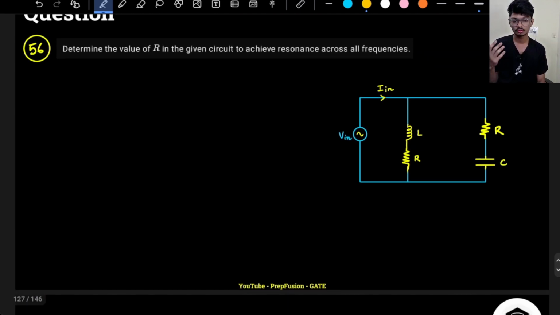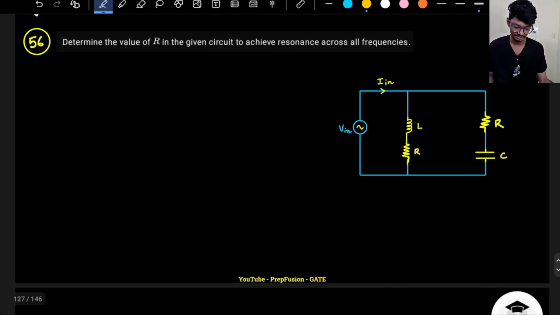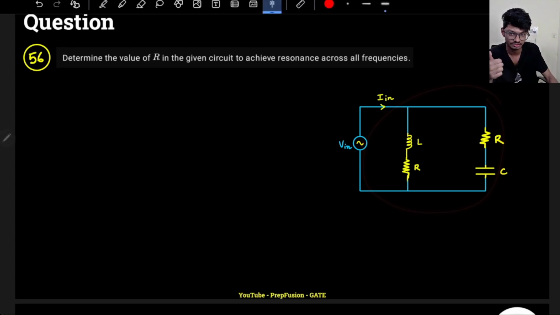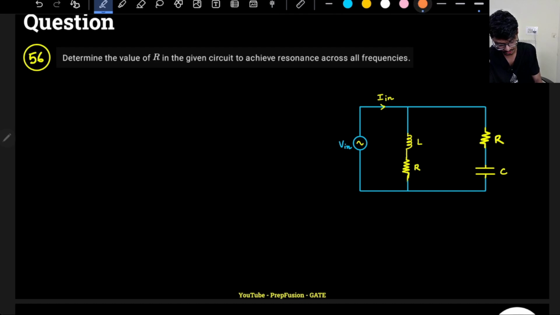Now let's solve this next question. This question is very interesting, so you can try it out by yourself. You can pause the video and try it out. Here we have this structure. This structure is actually known as a tank circuit. This is a type of special structure.